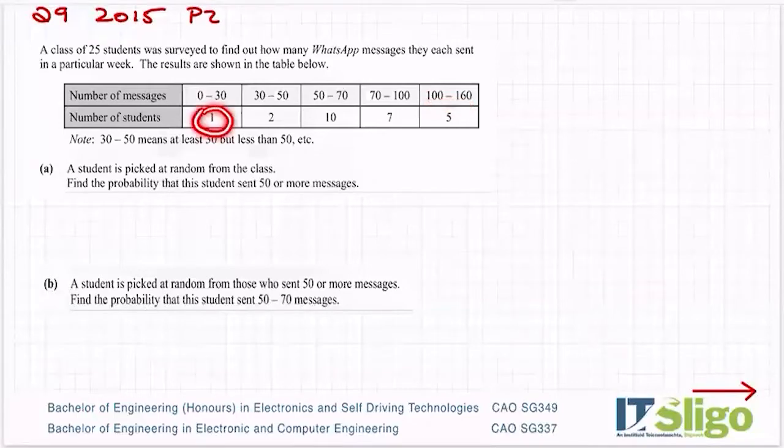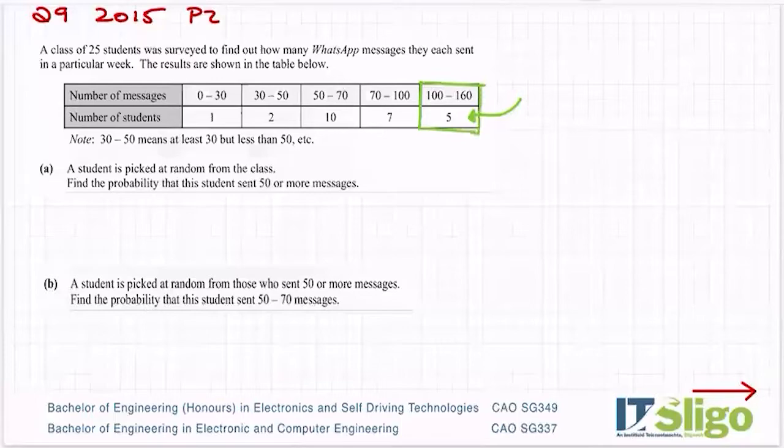So we've one student that only sends 0 to 30 messages, two students who send between 30 and 50 messages. These 10 students send between 50 and 70. These 7 students send between 70 and 100. And these 5 students out here send between 100 and 160. Now, I don't know the exact values. I'm going to use this last box as an example.